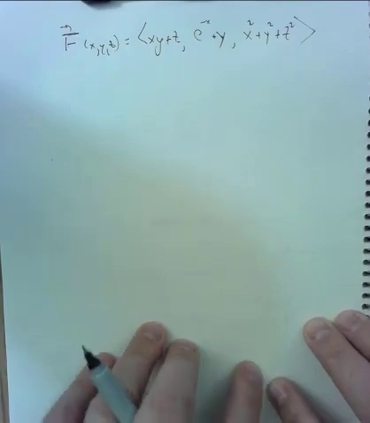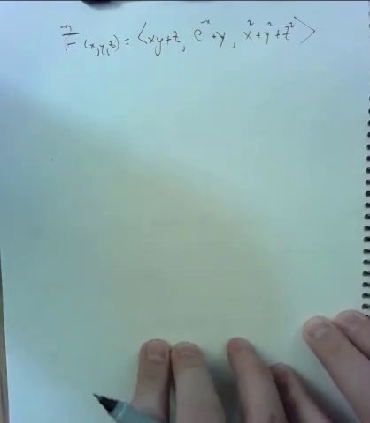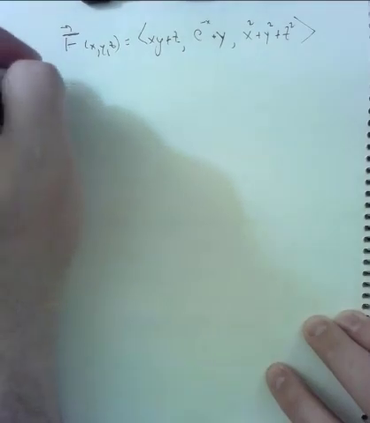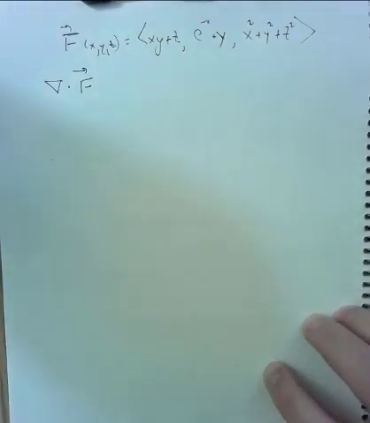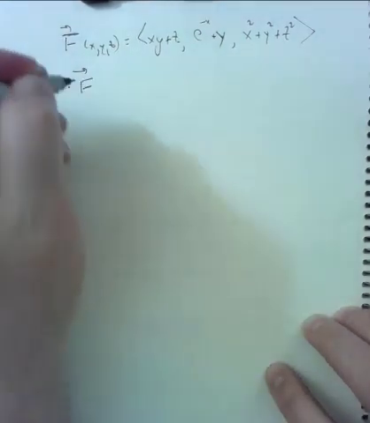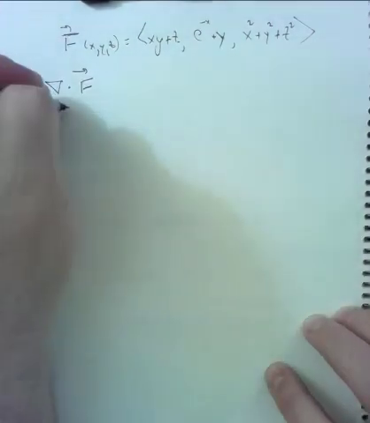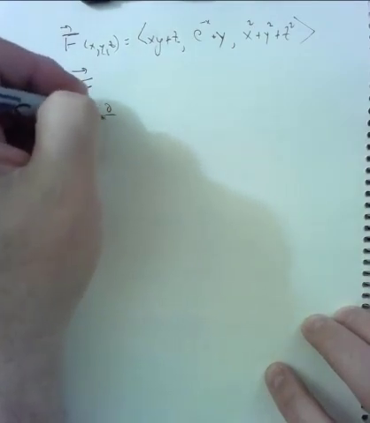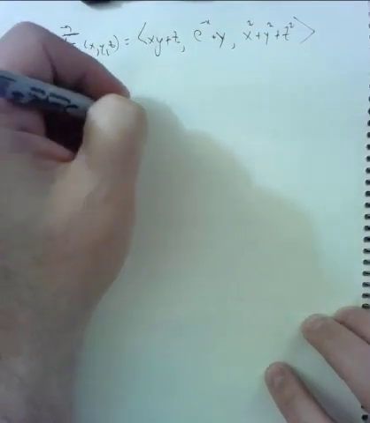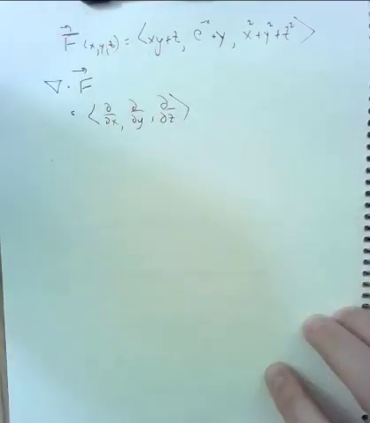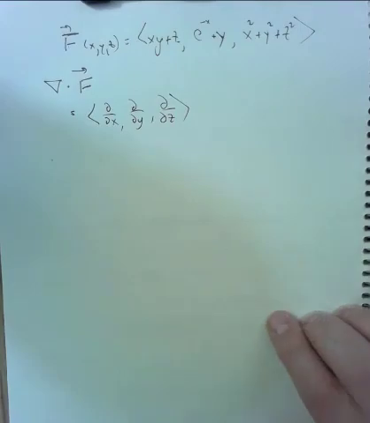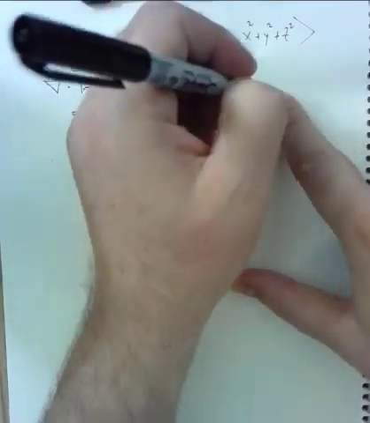Here is our vector field f again on top of a fresh sheet of paper. Let's calculate the divergence of f, which is the dot product between the operator del or nabla, the vector differential operator, whatever you want to call it. Remember that del itself is just the collection of differential operators with respect to each coordinate, so d/dx, d/dy, d/dz. And we're going to do the dot product with f.